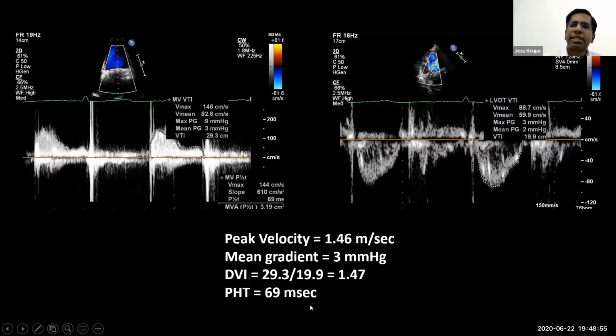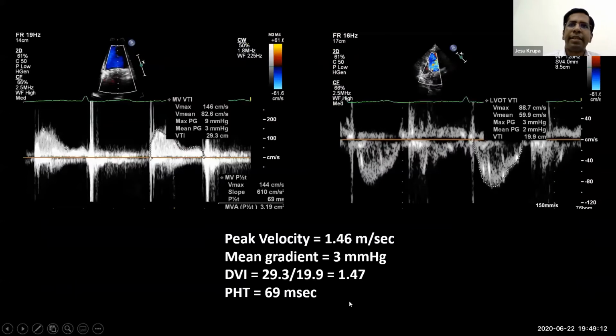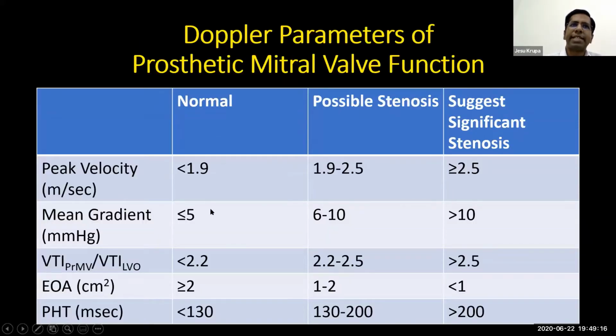So just coming back to the table, this patient has a peak velocity of less than 1.9, a mean gradient of less than or equal to 5, VTI is also less than 2.2, pressure half time is less than 130. So these are the numbers. Everything fits in on this side of the table, and hence this is a normal study.